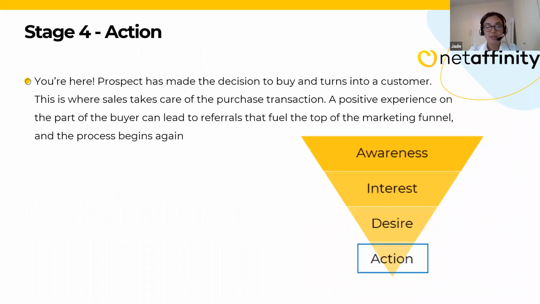So moving on to the last stage of the funnel, which is the action stage. Finally, you are here. The prospect has made the decision to buy and turns into a customer. This is where the sales take care of the purchase transaction. A positive experience on the part of the buyer can lead to referral, that leads to the top of the marketing funnel, and the process begins again.